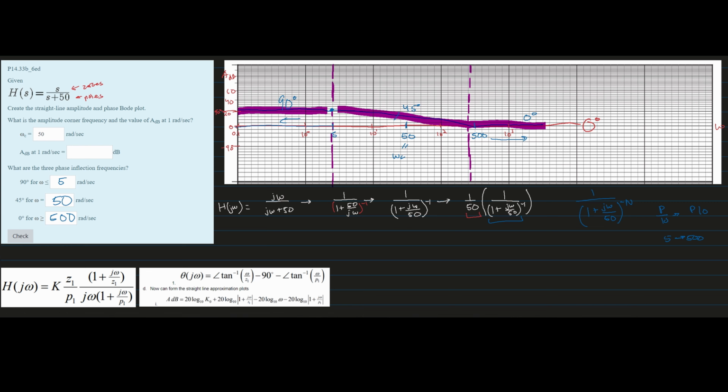Now to fill out our A dB, we're going to look down here. We have this 20 log 10 k naught, so we'll have our 20 log 10, and we're going to plug in our k naught. We know that our k naught here is 1 over 50. And so plugging this into a calculator, we are going to get the approximate value of negative 34 dB. And that is how we would write out this problem.